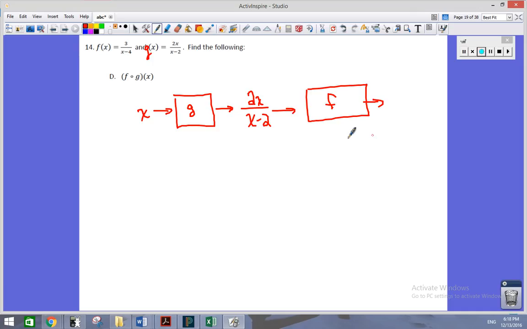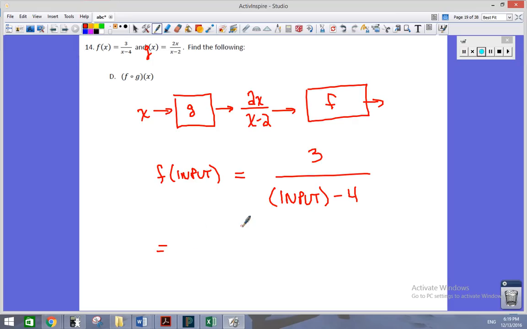Well, so what does f always do to the input? F always takes the input no matter what it is, whether it's something complicated like we have or just something simple like a number, and it creates a fraction. The numerator is always 3, and the denominator is always the input, no matter how simple or complicated it is, minus 4. So here our input is this fraction. So we have this ugly fraction, 2x over x minus 2 is the input, and I'm going to subtract 4.